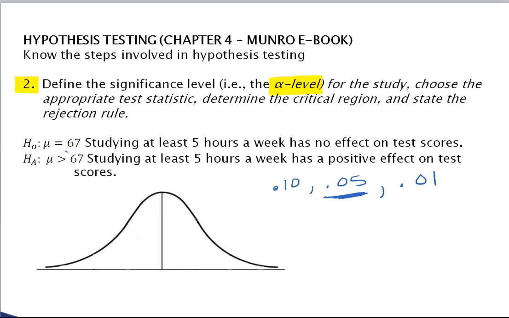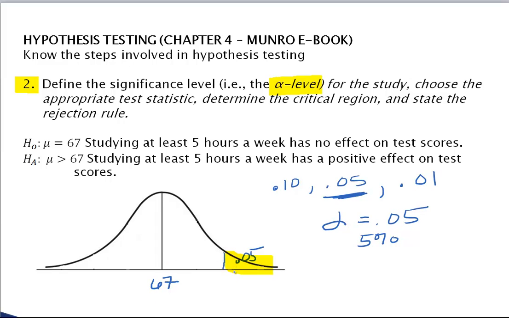Now this would be a one-tailed test because the rejection region, let's say that our alpha level is 0.05. So the rejection region would just be over here, where this area under the curve would be equal to 0.05, or 5% of the data. And here this mean would be 67.